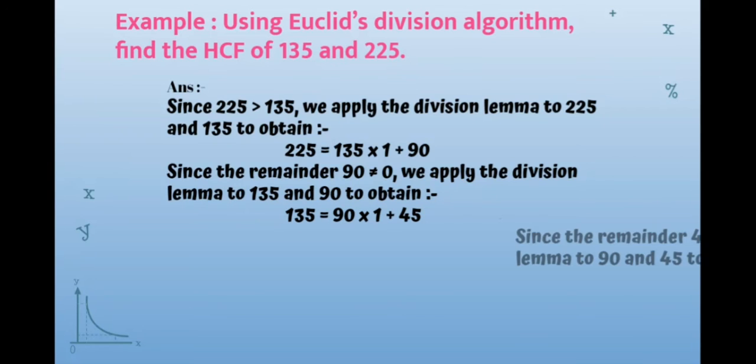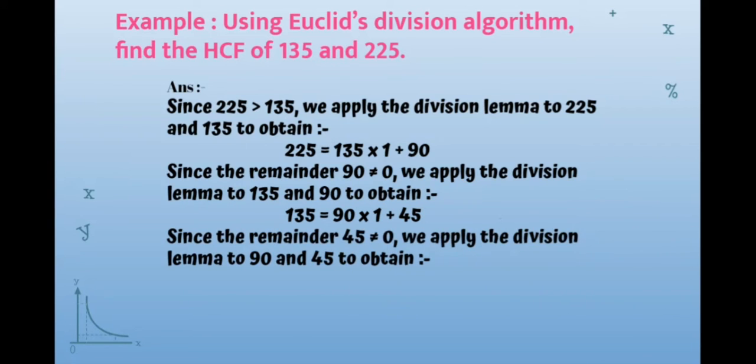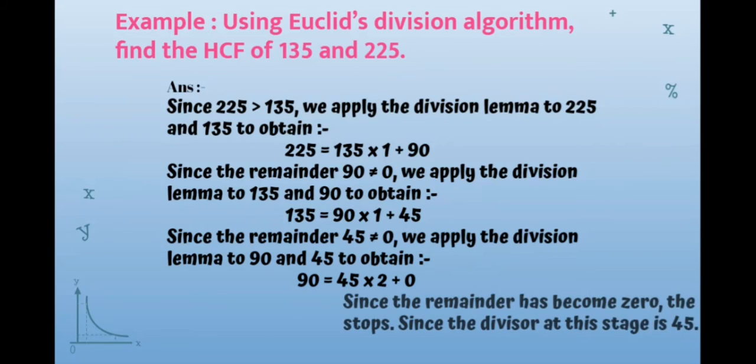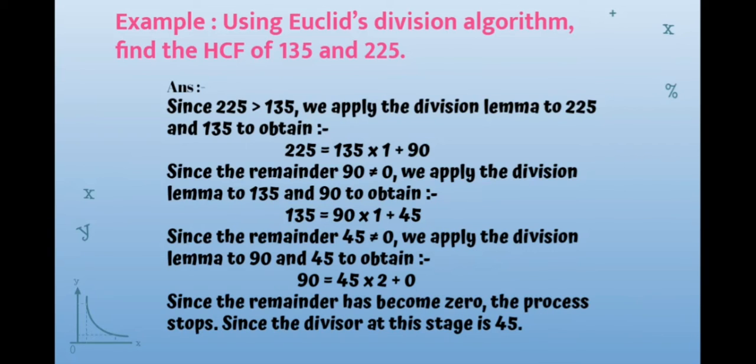Since the remainder 45 is not equal to 0, we apply the division lemma to 90 and 45 to obtain 90 = 45 × 2 + 0. Since the remainder has become 0, the process stops here and the divisor at this stage is 45. Therefore, HCF of 135 and 225 is 45.